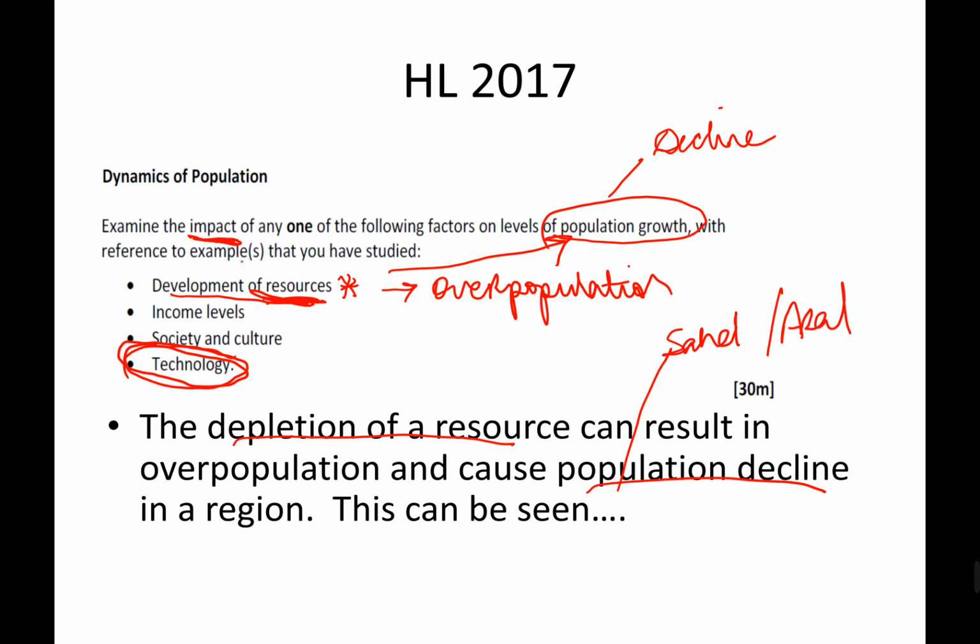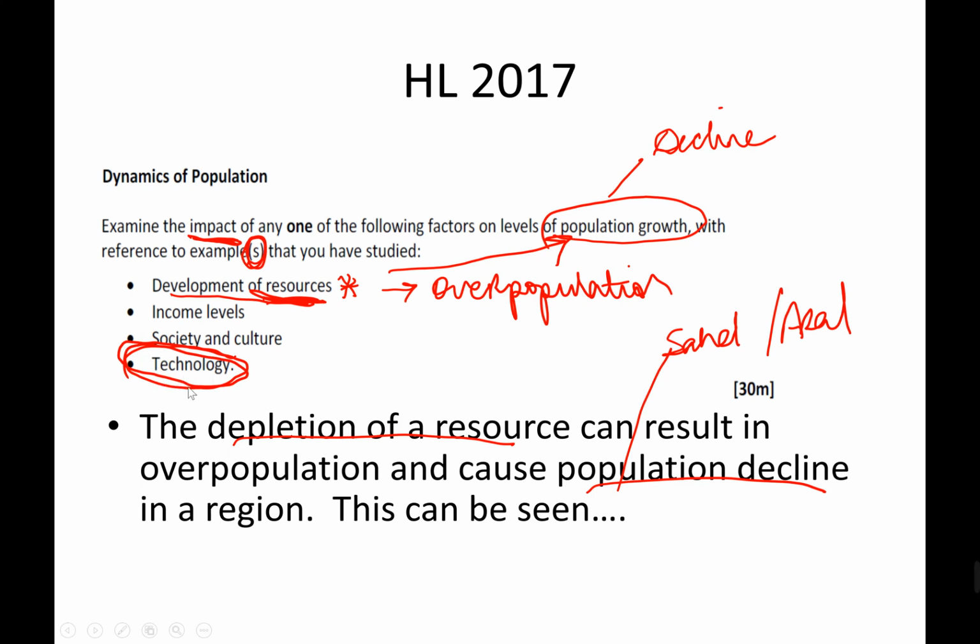Now, you're given the option of plural here, so you could just get away with discussing the Aral Sea. And it's probably easier to do because the population in the Aral Sea declined. They basically all left and out-migrated as a result of this. But look, this is just showing you that you can use your case studies here to answer a different type of question, not necessarily overpopulation.